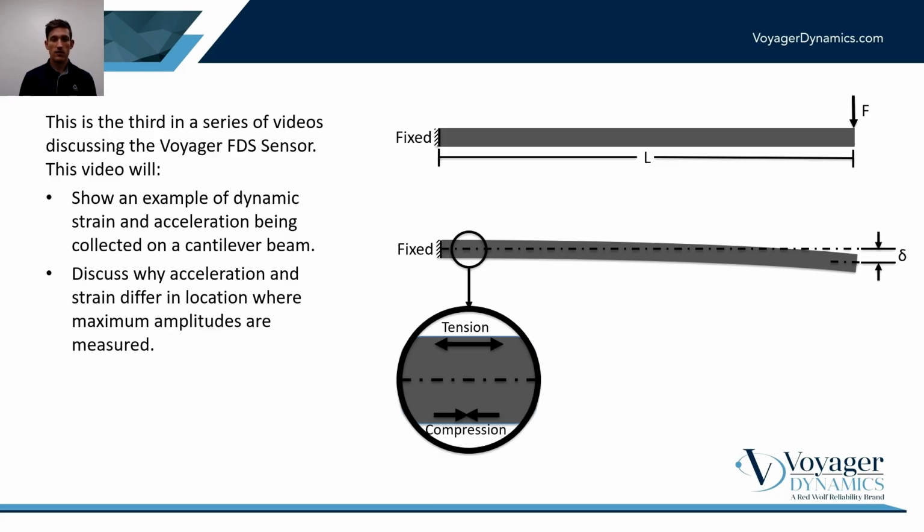Now, in comparison, acceleration should be really high on the right side of the beam, the free end, because that's where you have all of the deflection, while the left side of the beam should have very little acceleration since it can't deflect like the free end can.